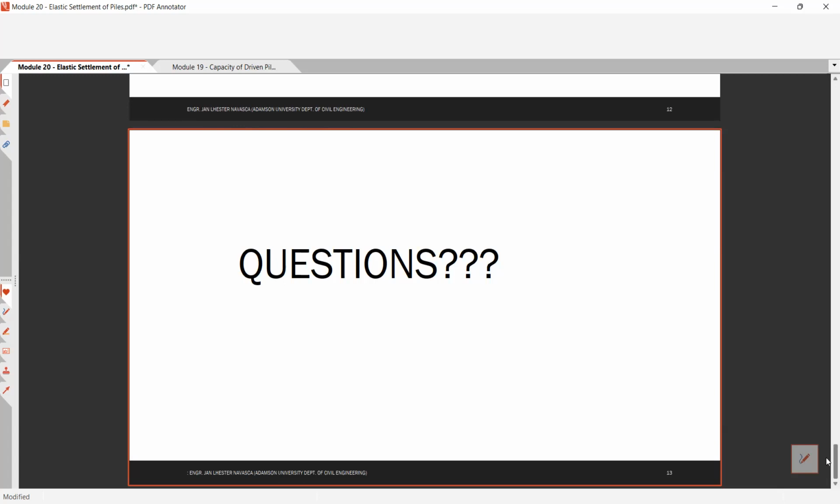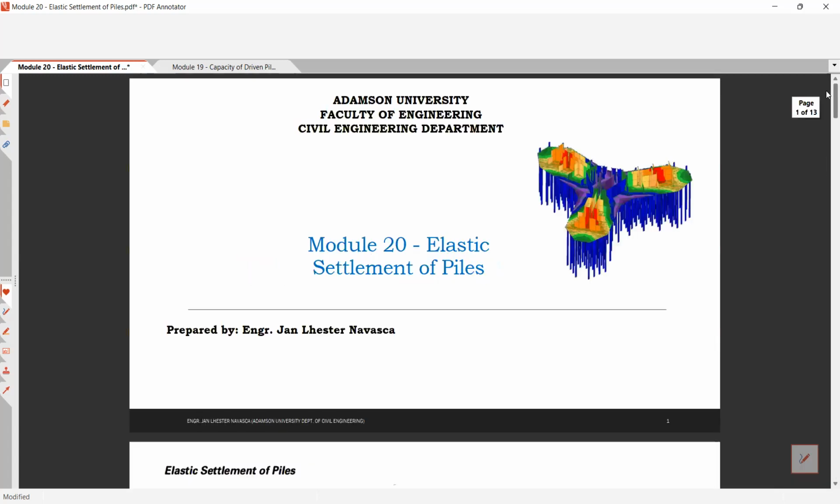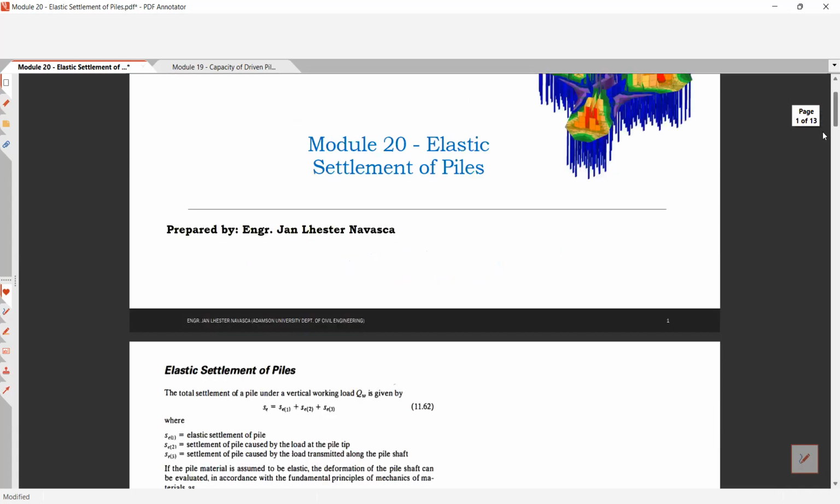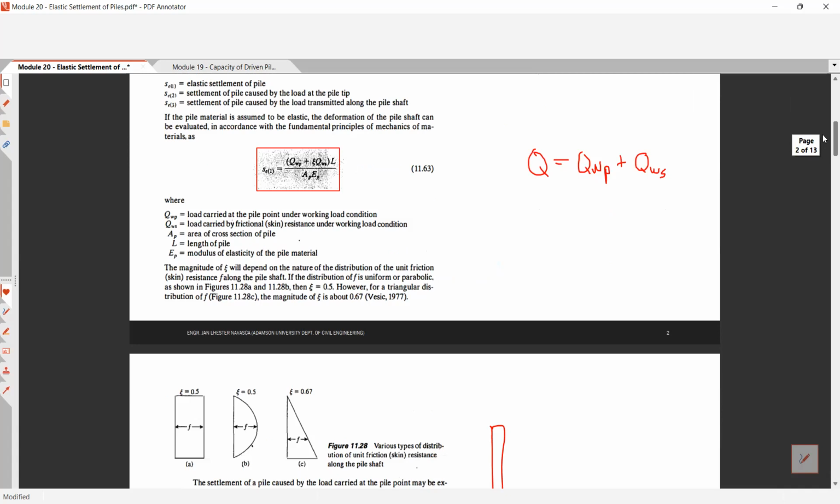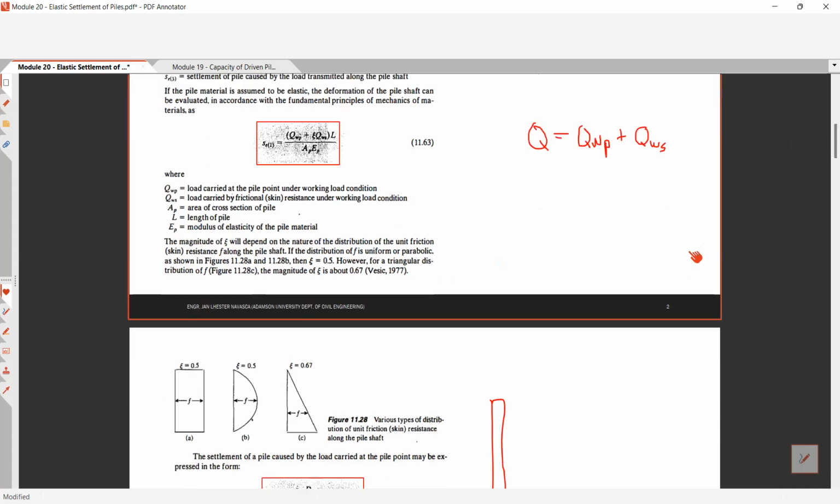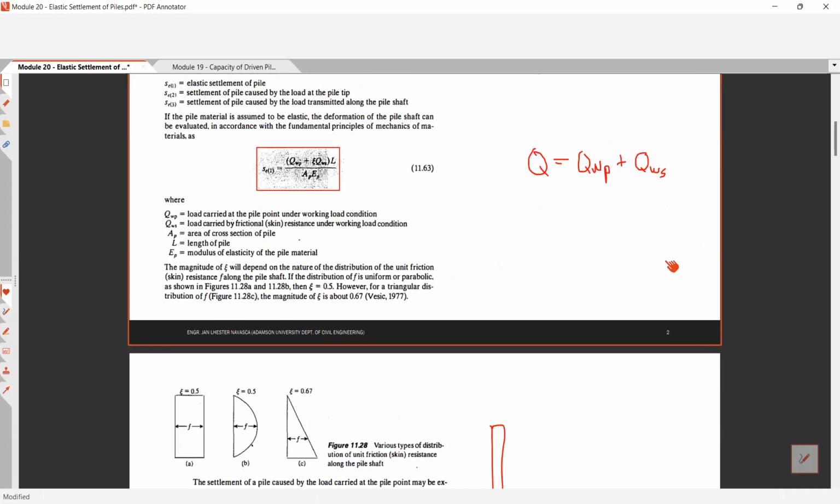Okay. So, before I end this discussion, let us summarize na lang yung nangyari in this module, para mas madali niyong maintindihan. Okay, so for module 20, elastic settlement of piles. Basically it is the sum of three factors. Yung elastic settlement of pile, assumption that is still elastic condition, so PL over AE, whereas your P is the total working load equation Q, and plus the epsilon Q sub WS, the working pile equation for the Q-tip plus the influence of the load distribution factor due to the skin friction.